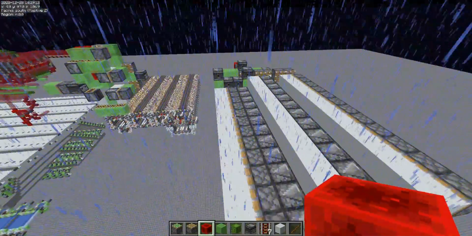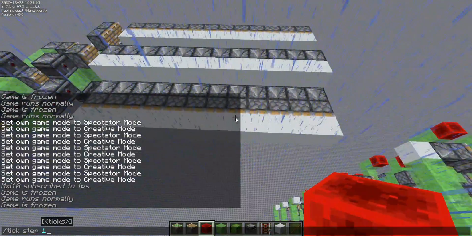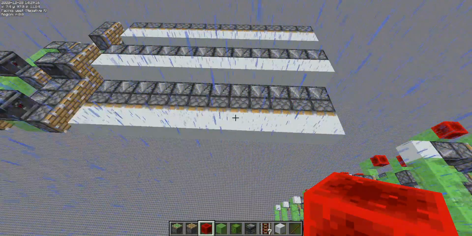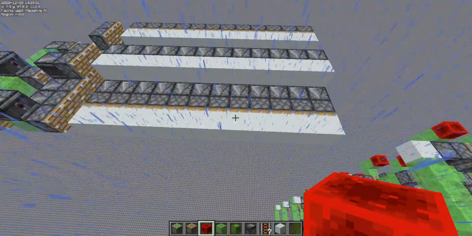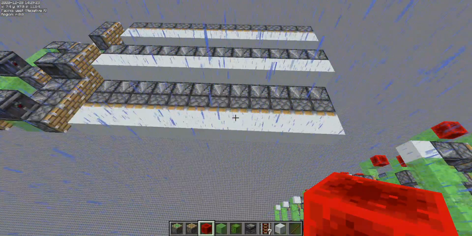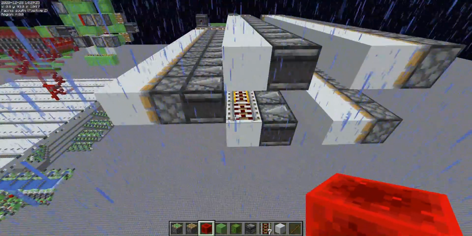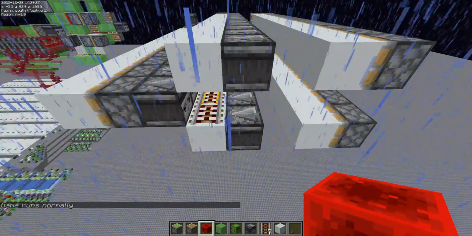I don't know if the pistons all got fired correctly because I had a bug earlier. So now they should fire once and a second time, and then yeah, it's all reset again. Now we can do calculations with this again.